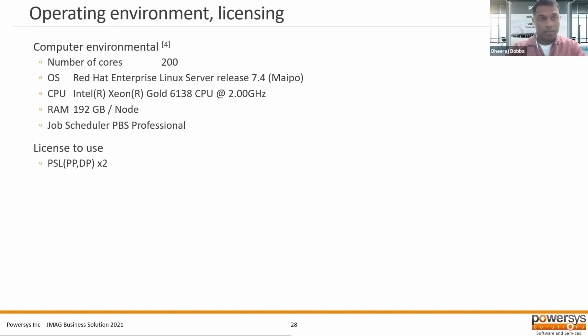And this is the operating environment we were using. The number of cores we have in hand was 200. It was on a Red Hat Linux server operating system. It was an Intel Xeon Gold CPU running at 2 gigahertz and about 192 GB of RAM. And the license, we've used 2 PSL, which is the power simulation license.